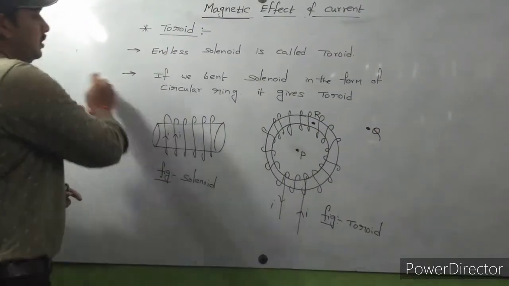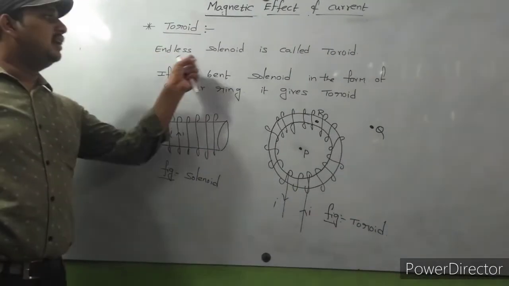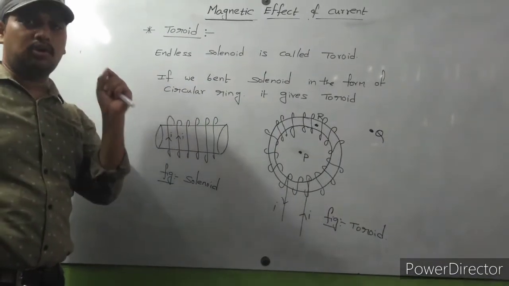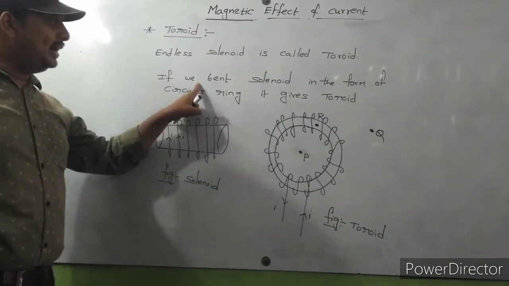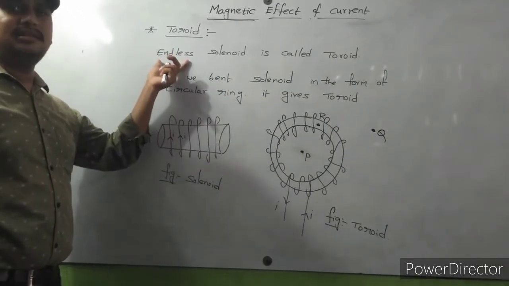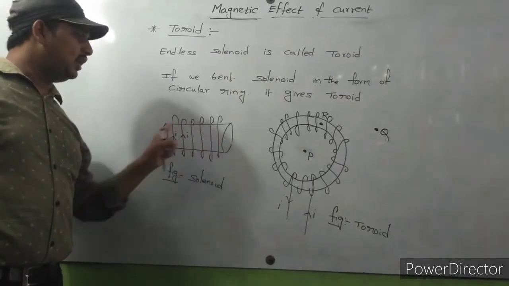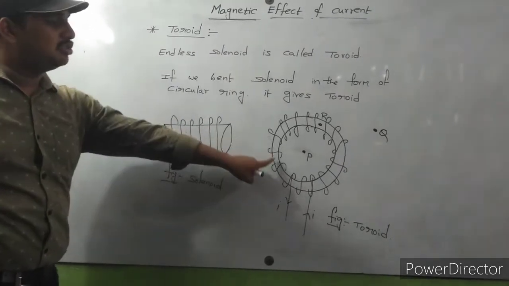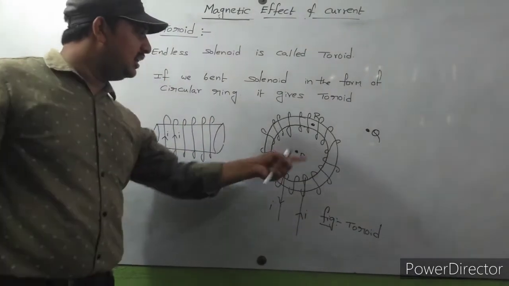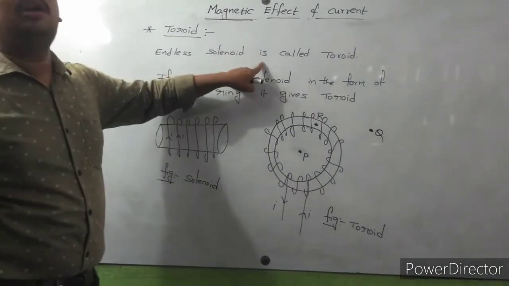Observe carefully here. Again I recapitulate once. An endless solenoid is called toroid. What is the meaning of endless? A solenoid has two ends, but if there are no ends for the solenoid, that gives a toroid. If you bend a solenoid in the form of a ring, there is no end for this. That's why an endless solenoid is called a toroid.